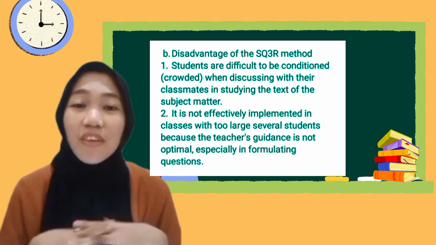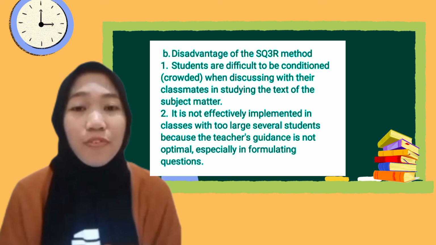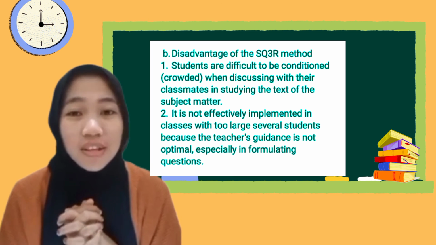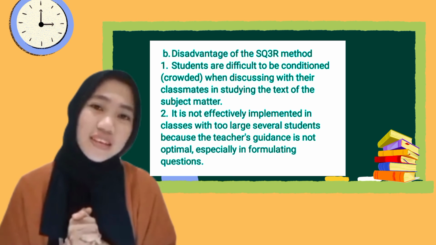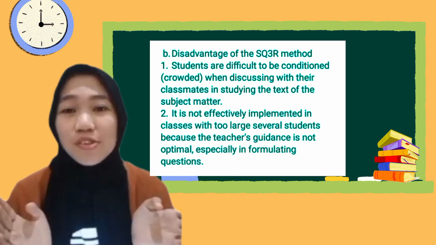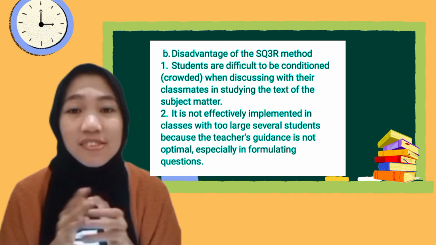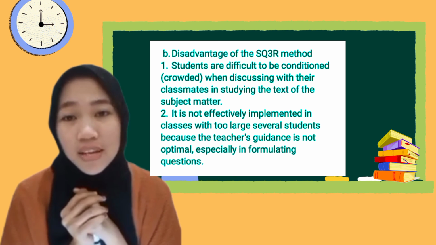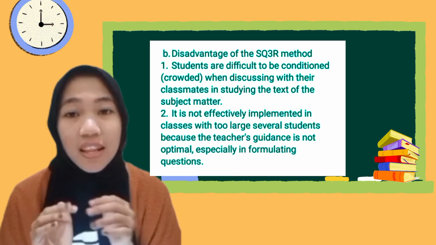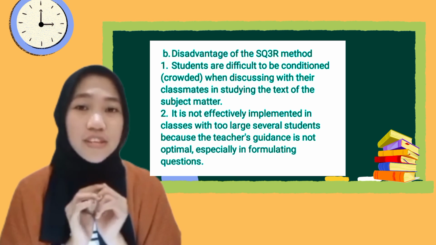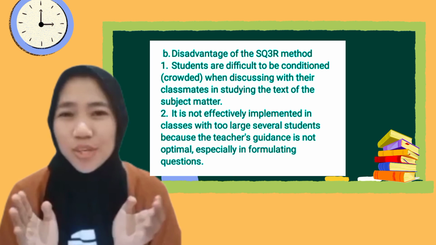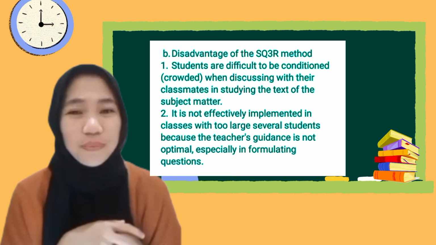In the application of a learning method, it will not be free from weaknesses. The weaknesses of the Sq3R learning method are as follows. Okay, the first is that students are difficult to condition when discussing with their classmates in studying the text of the subject matter. And two, it is not effectively implemented in a large class, which will alert several students, because the teacher's guidance is not optimal, especially in formulating questions.